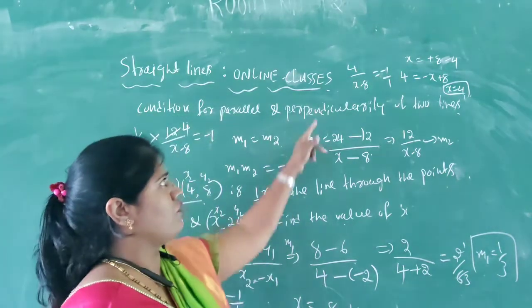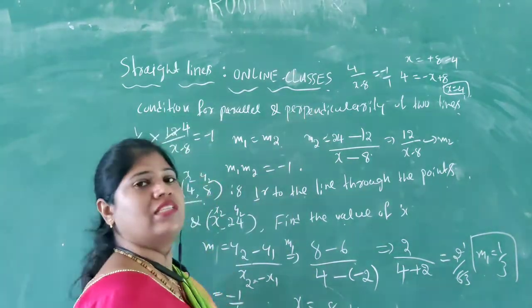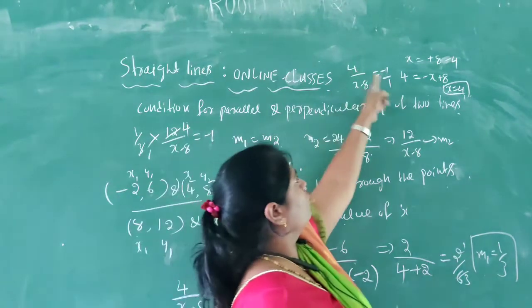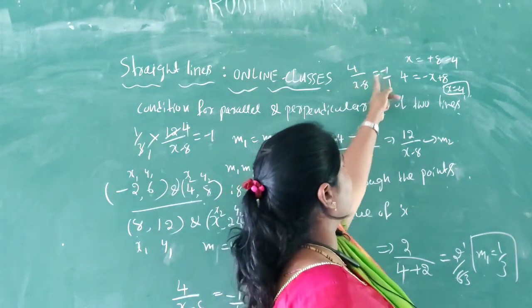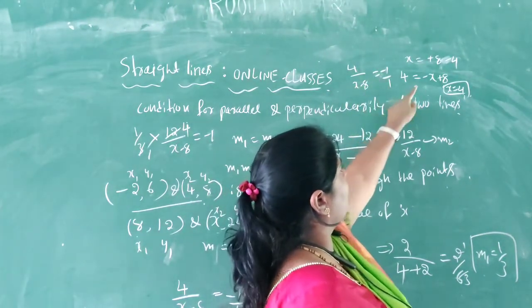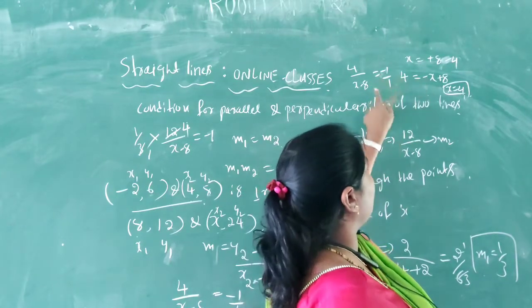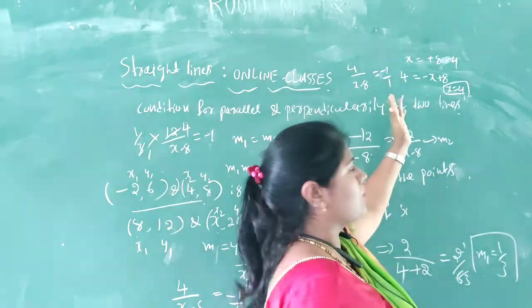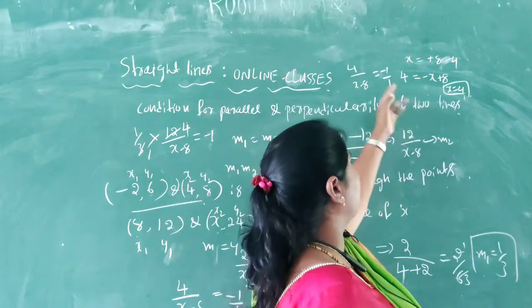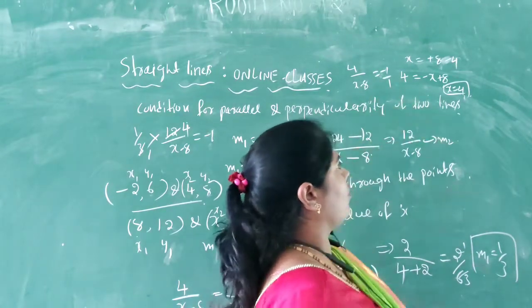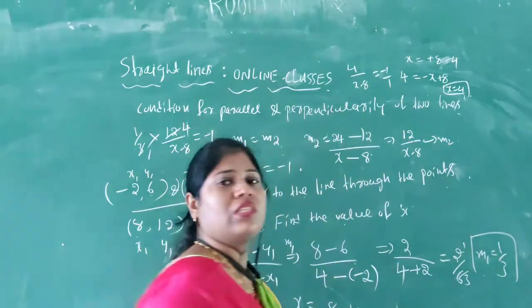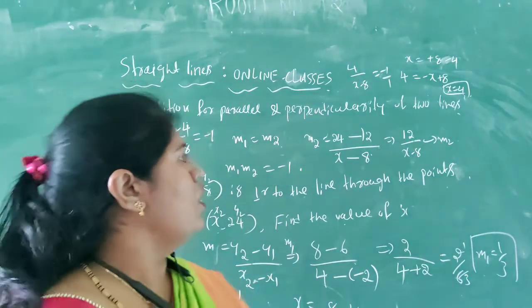After this, 4 divided by x minus 8 is equal to minus 1. So 4 is equal to minus x plus 8. Minus x you transpose to the LHS, you will get plus x. So 8 minus 4 is 4. Therefore, the value of x is equal to 4.